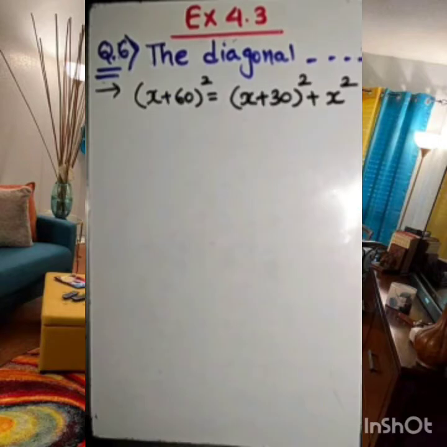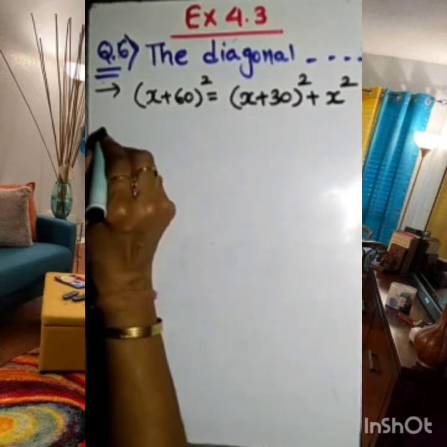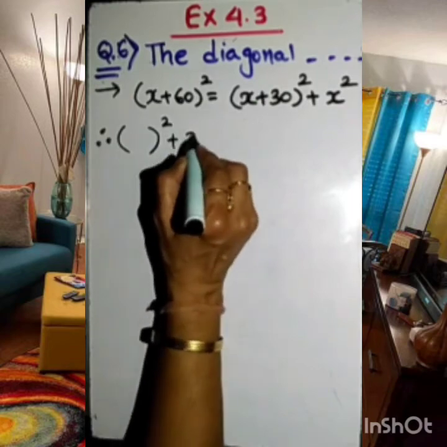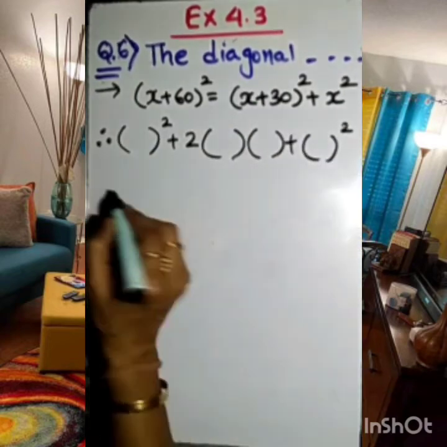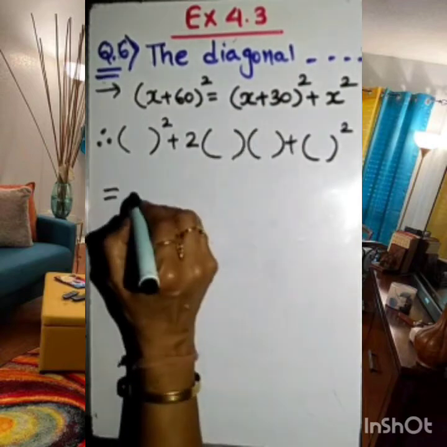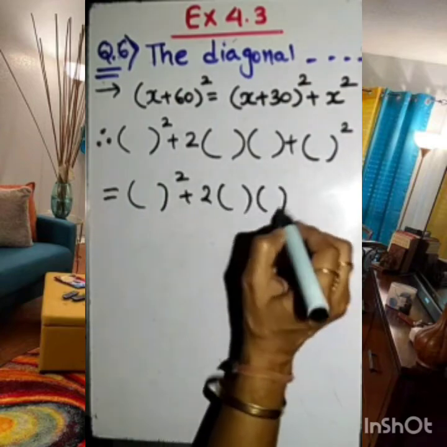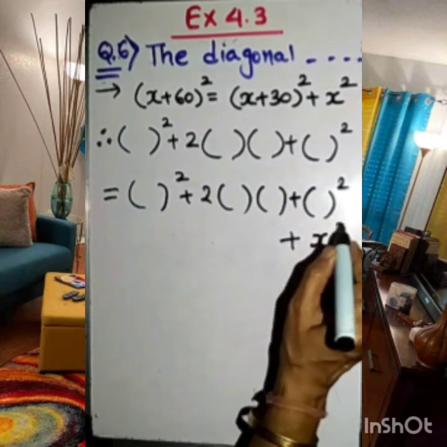Dear student, here we are going to apply the squaring identity, that is (A plus B) whole square. I need to mention as usual A square plus 2AB plus B square. Got it? This is for the LHS. Let's work out the RHS: A square plus 2AB plus B square, and plus x square is already there.